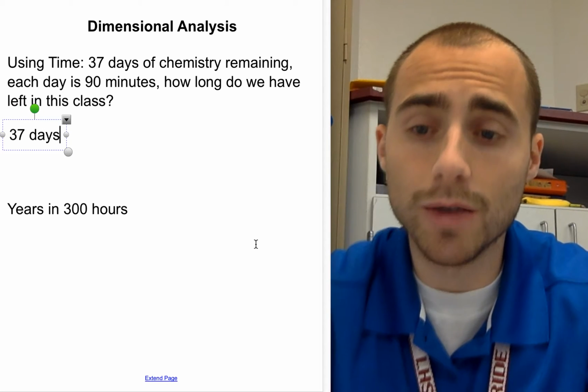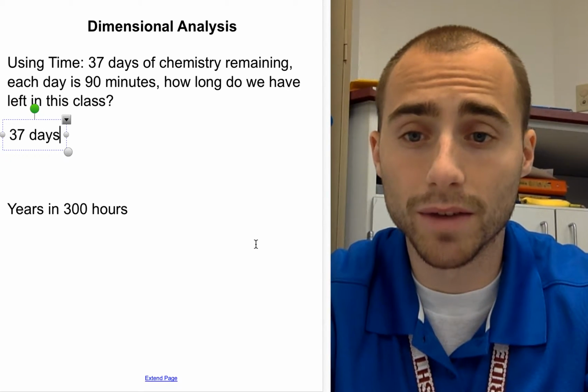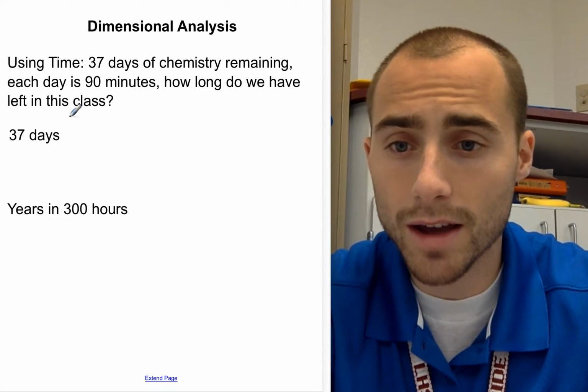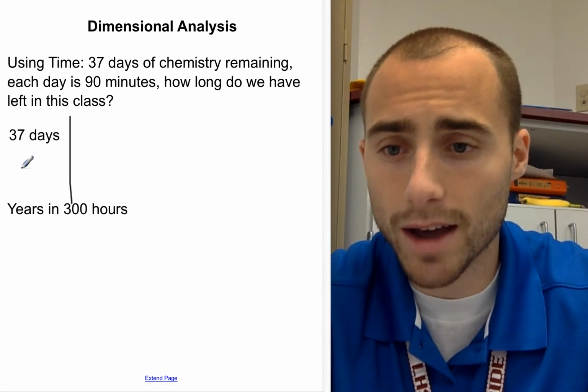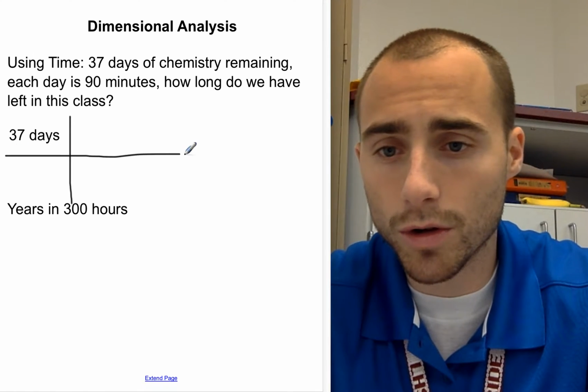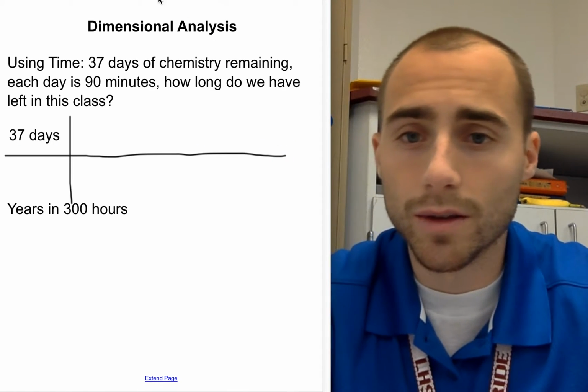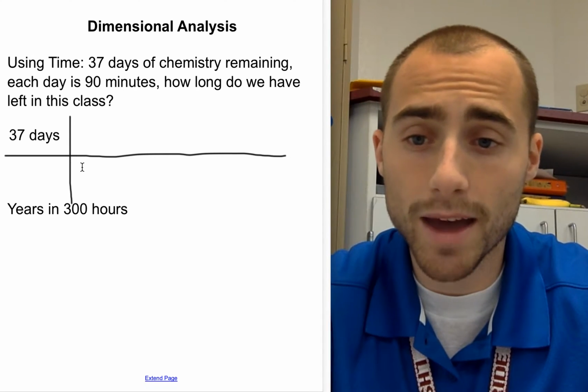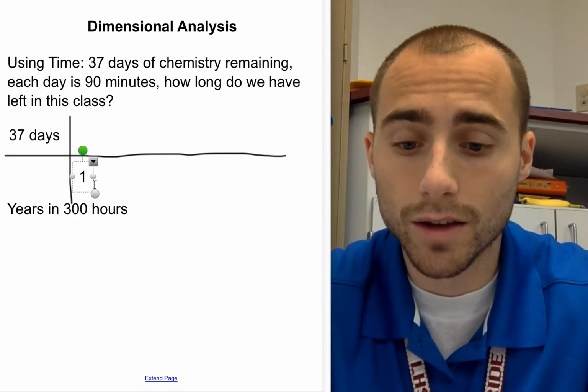The first thing you always write down is your given. Every single time. You always need to write down your given. As soon as you have your given written down, you need to make your picket fence. So I have my given, which is 37 days. Now diagonal from that, I need to cancel out days. So I need to put 1 day.